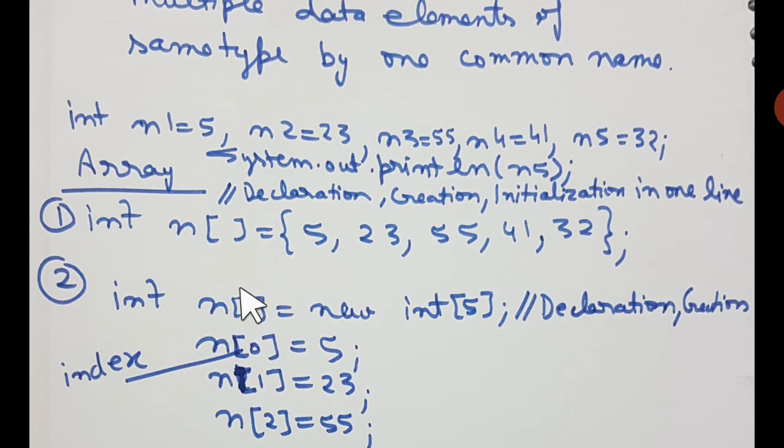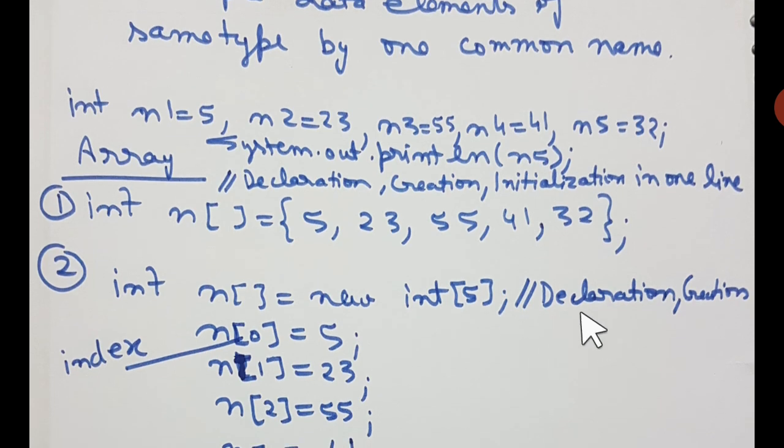Remember, the first square bracket is there just to denote that this n is an array, and the second square bracket is there to give the size or the length of the array. Length and size of the array both refer to the same thing, and both can be used interchangeably. So this statement has declaration and creation of the array.